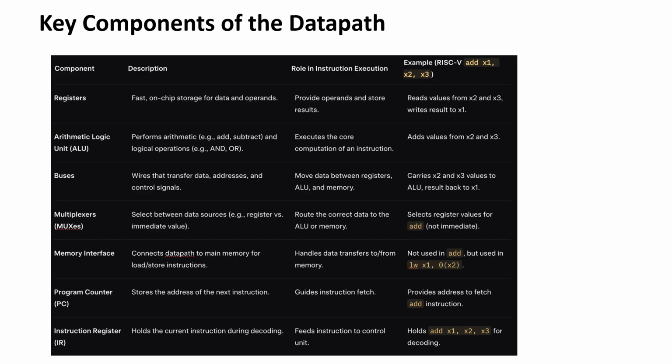So these are the key components of the data path. We have the registers, the arithmetic logic units, the buses, the multiplexers, the memory interfaces, the program counter, and then the instruction register. And then under each we have the description, the role in instruction execution, and the examples.